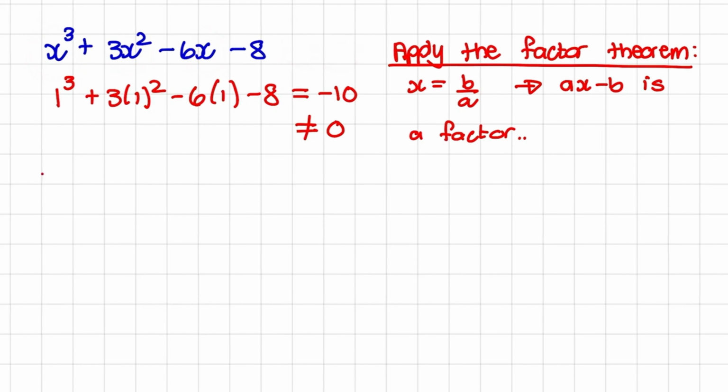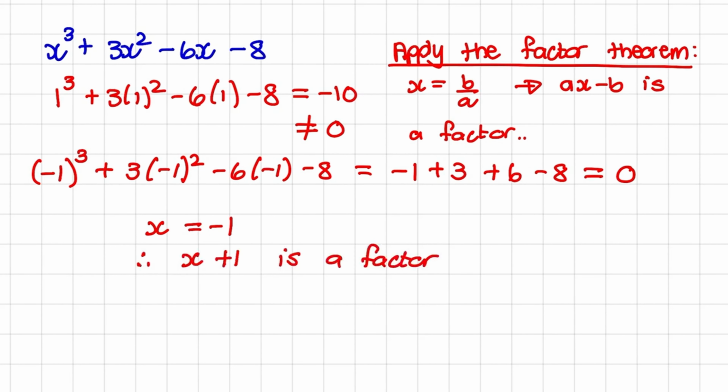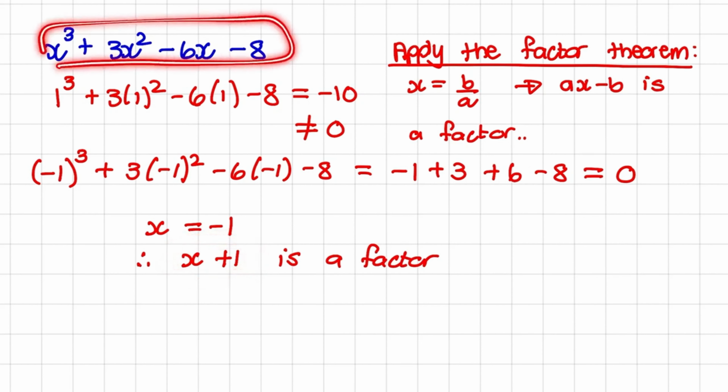So let us test x equal to negative 1. So it's negative 1 cubed plus 3 times negative 1 squared minus 6 times negative 1 minus 8. And that leads to negative 1 plus 3 plus 6 minus 8, which is equal to 0. So therefore, when x is equal to negative 1, this expression becomes equal to 0. Therefore, x plus 1 is a factor for this expression.